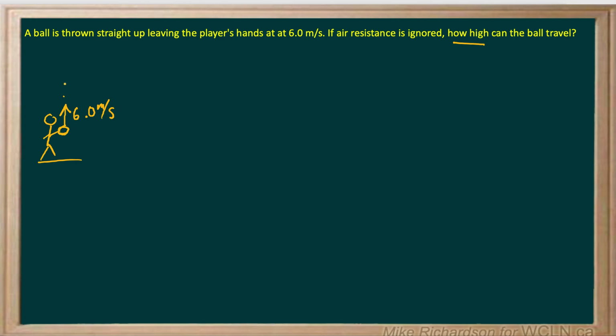So it starts to slow down, slow down, slow down until eventually it reaches its maximum height, where its final velocity is 0. And we're trying to figure out how high, what that vertical distance actually is.